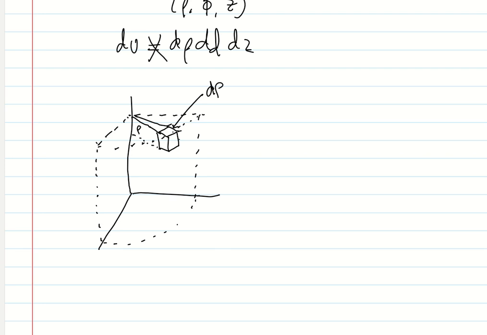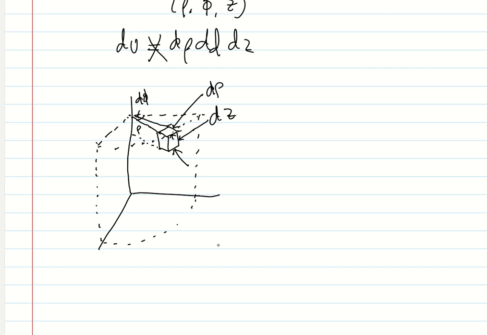Then for this side, it's the same. It's parallel with the z-axis, so that's just our dz. But this side here is the same as this side here. That is not equal to d phi, because d phi is a very small change in the angle phi, and this is the length of the side. So d phi is not a length. d phi is an angle.